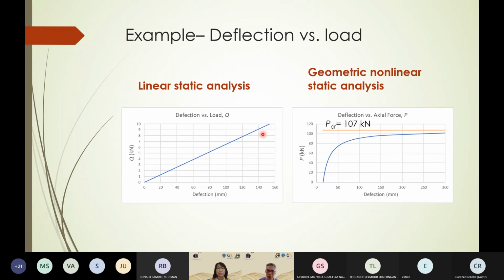For linear geometric nonlinear static analysis, if we fix the lateral load Q, let's say 1 kilonewton, and then we increase the load P, the axial load, this is what we will see in the graphs. It's not linear because the graph is curvy like this. It will tend to the critical load of 107 kilonewton. That's the difference.